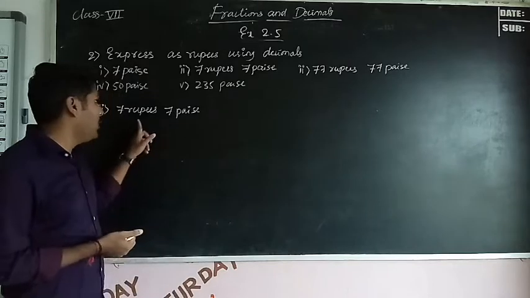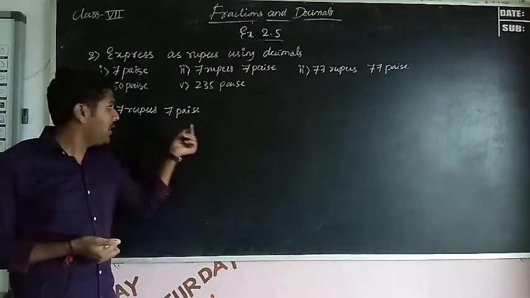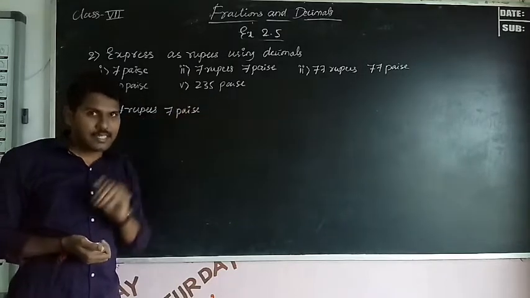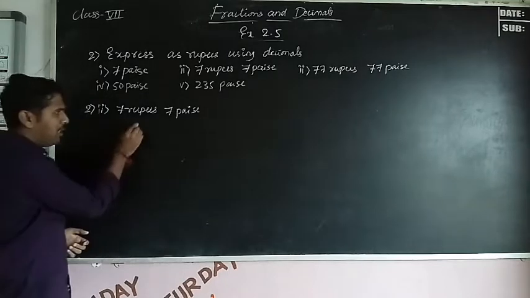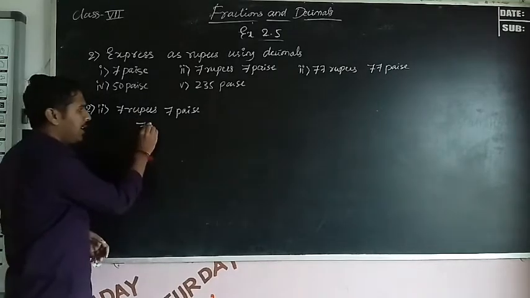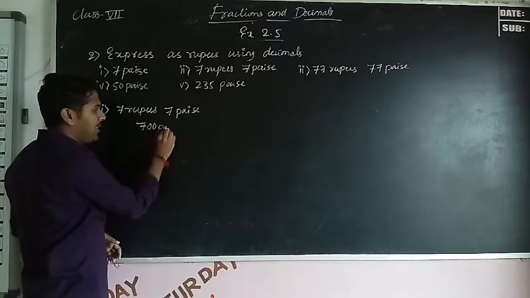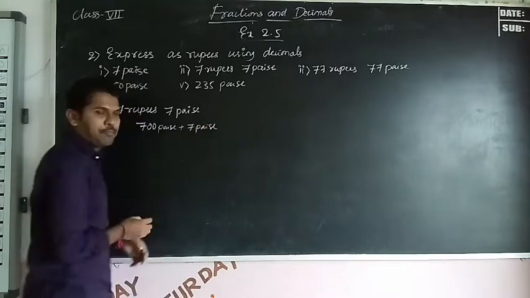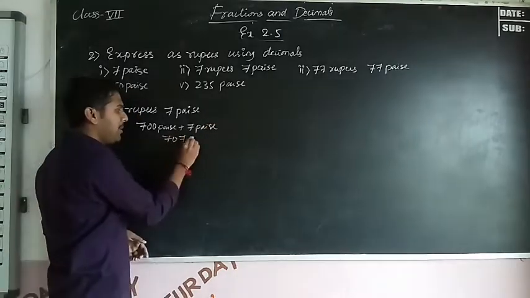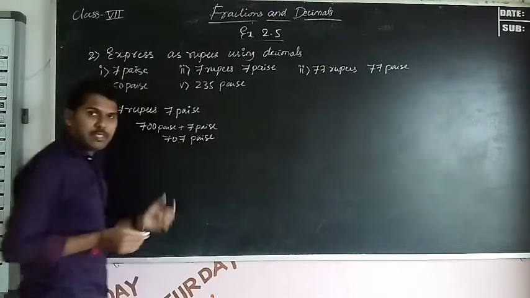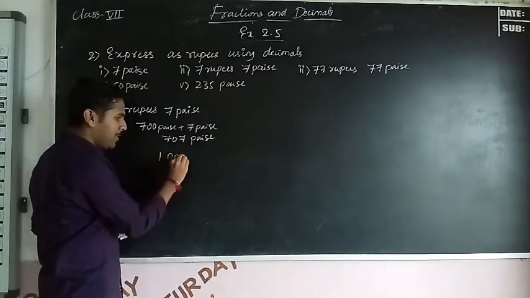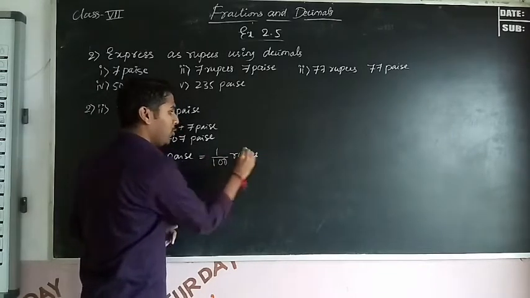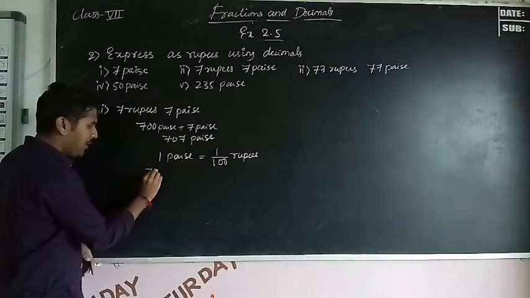So the second one: 7 rupees 7 paisa. I just explained the conversion of 7 paisa to rupees. What is the answer? 0.07. So how to write 7 rupees? 7 rupees as 700 paisa. 700 paisa plus 7 paisa, so the total is 707 paisa. Now we explain: 1 paisa equals 1 by 100 rupees, so for 707 paise it is 1 by 100 rupees.